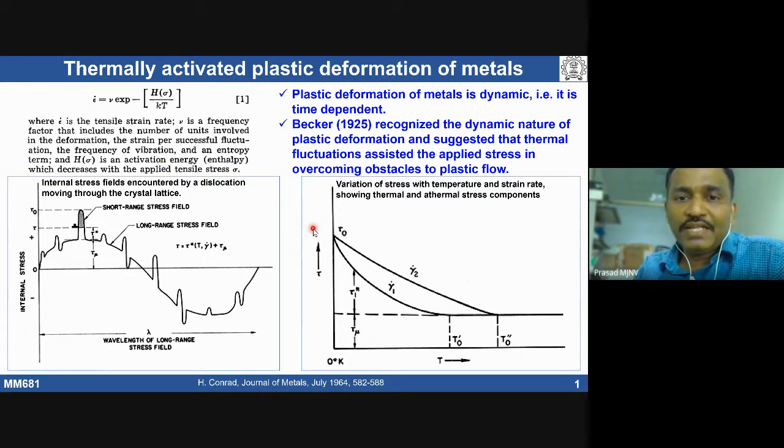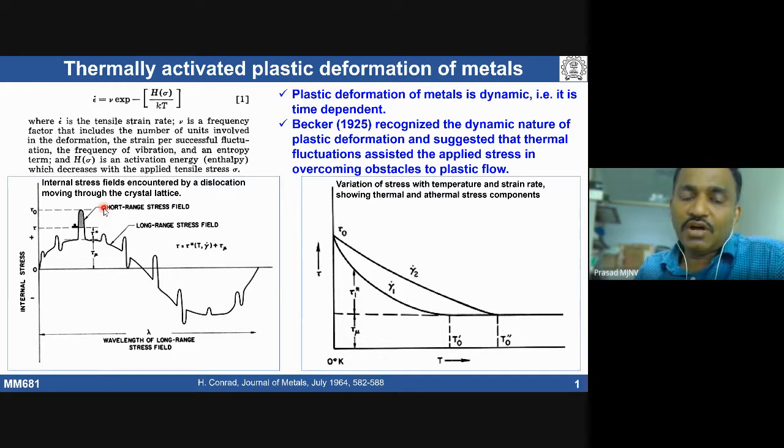In materials, typically we see two types of barriers, athermal barriers and thermal barriers. Athermal barriers are long range stress fields, with a size of at least 10 atomic diameters. The size of these barriers is greater than 10 atomic diameters, and they create a long range stress field. Those barriers are called athermal barriers.